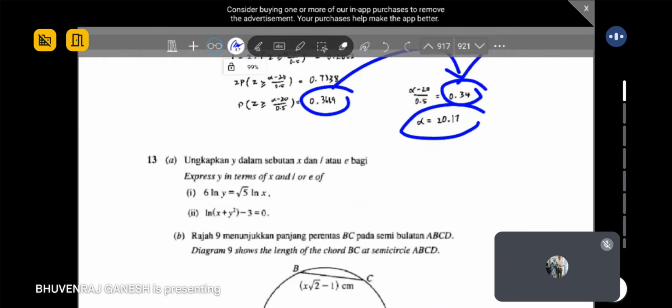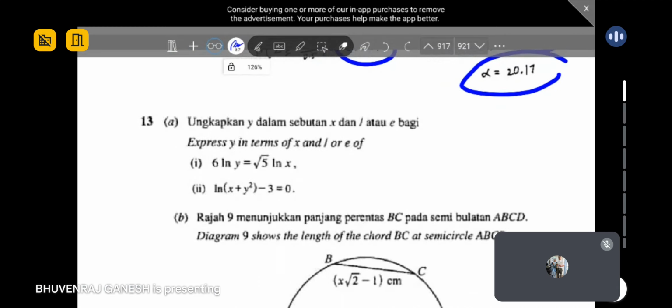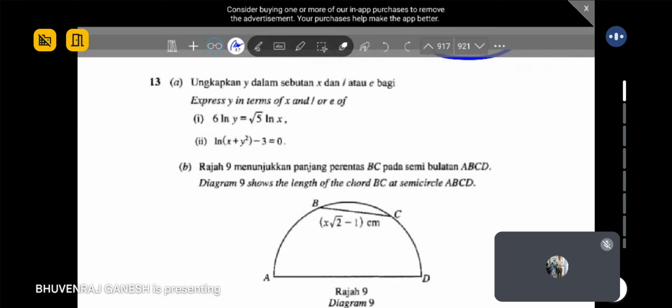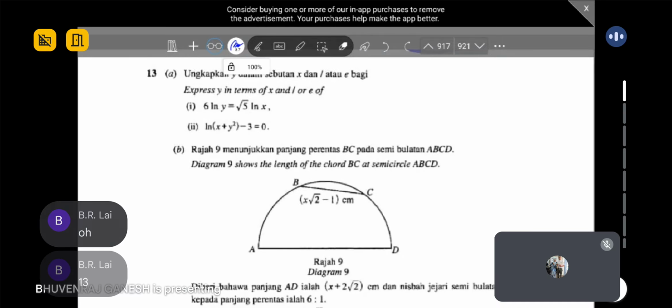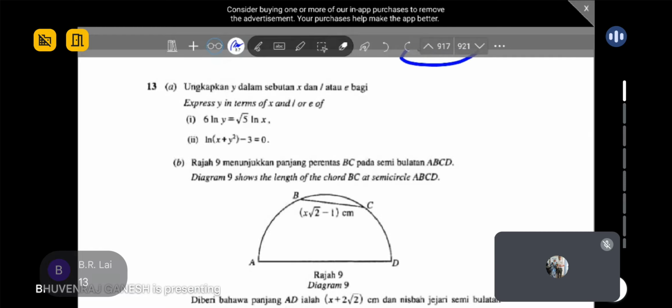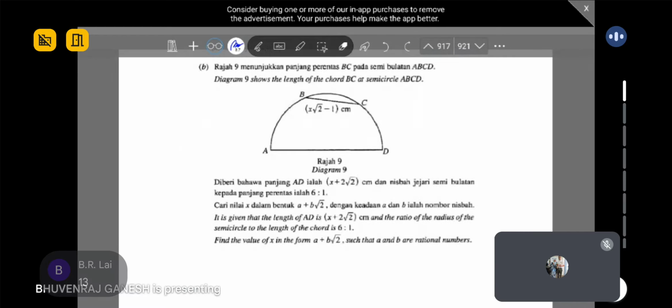Okay? Alright. So, we finish section A already. Okay, dah habis bahagian A. Okay guys, section B, I will choose question. Okay, saya akan bincang 2 sahaja. Because in exam, you only need to do 2. Am I right? Okay, so which question you want me to discuss?